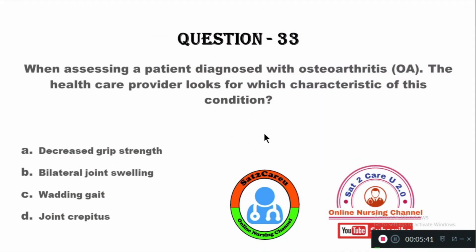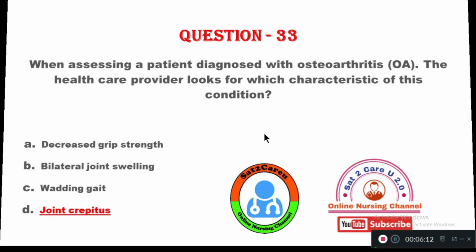Question number 33. When assessing a patient diagnosed with osteoarthritis, the healthcare provider looks for which characteristic of this condition? Option A, decreased grip strength. Option B, bilateral joint swelling. Option C, waddling gait. Option D, joint crepitus. In osteoarthritis, the characteristic symptom is joint crepitus. Option D, joint crepitus, is right.